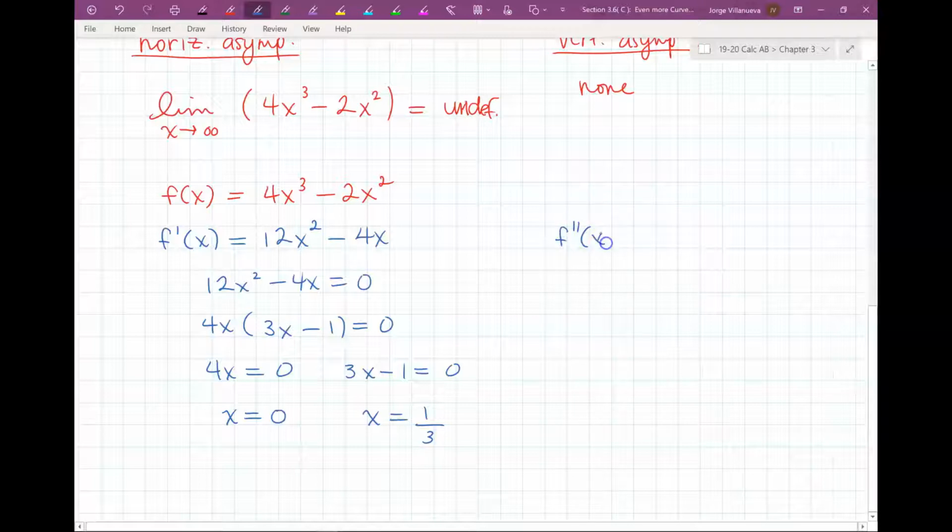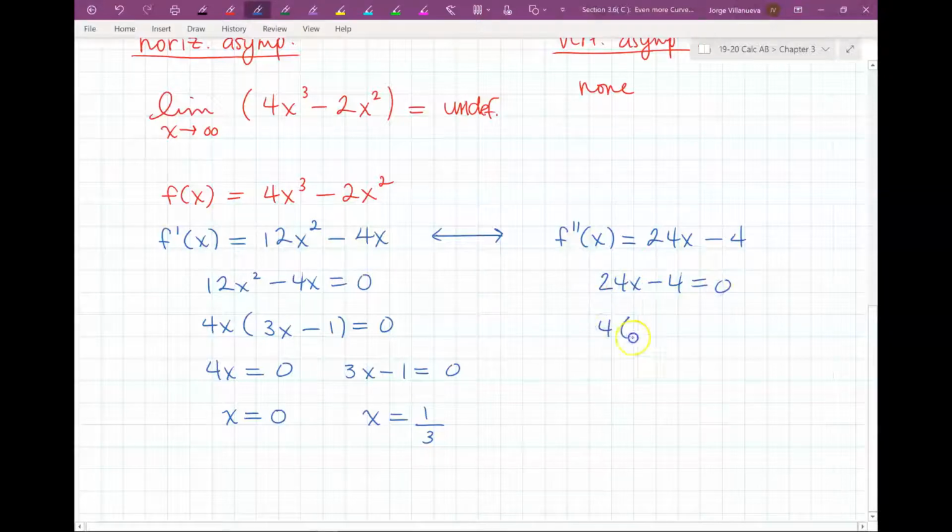So f double prime of x. I know f prime of x is 12x squared minus 4x, so f double prime of x will be 24x minus 4. Right? We're getting that from this. The first derivative was 12x squared minus 4x. If I take a derivative of that, I get 24x minus 4. So now I have to set that equal to 0.